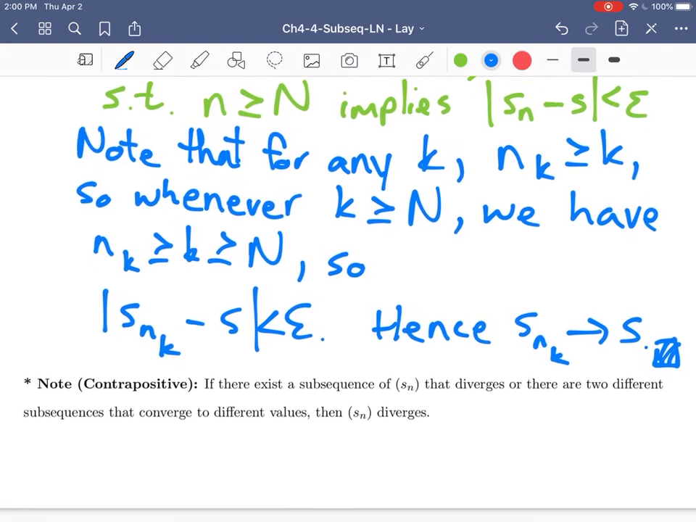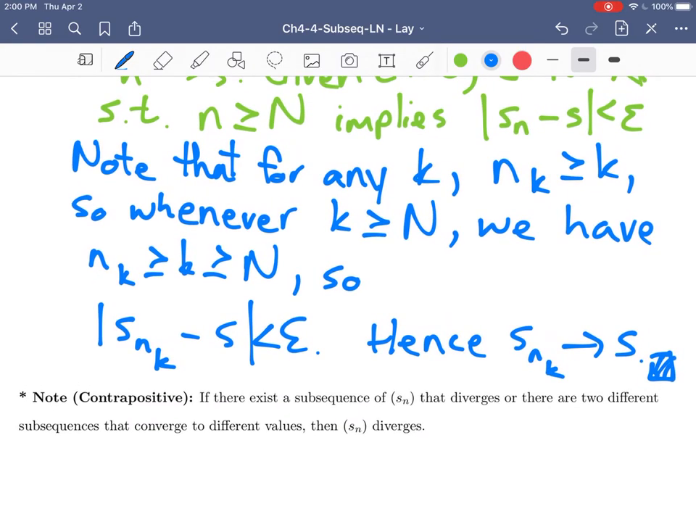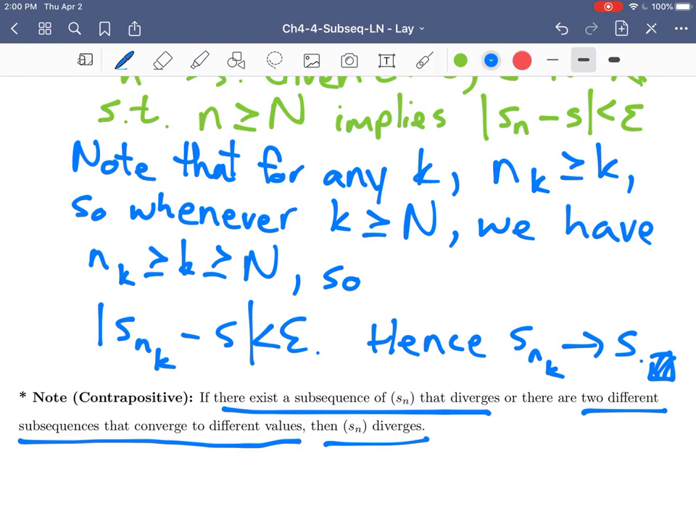Beautiful. Notice the contrapositive then would be if we have a subsequence that diverges, or we have two different subsequences that converge to different values, then we know that the original sequence has to diverge. So if there exists a subsequence that diverges or two different subsequences that converge to different values, then we know that our original sequence has to diverge.